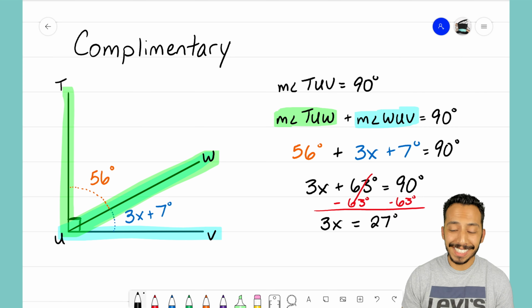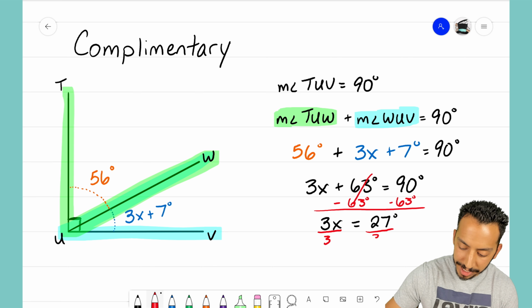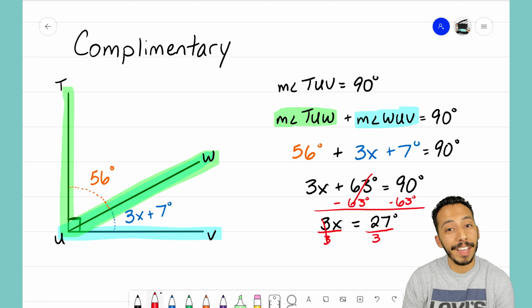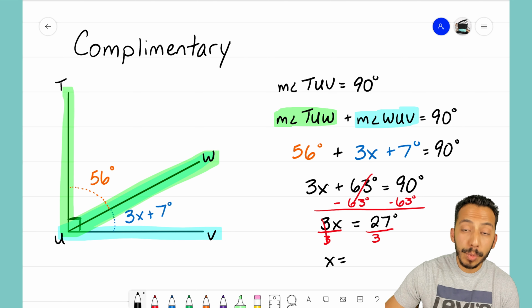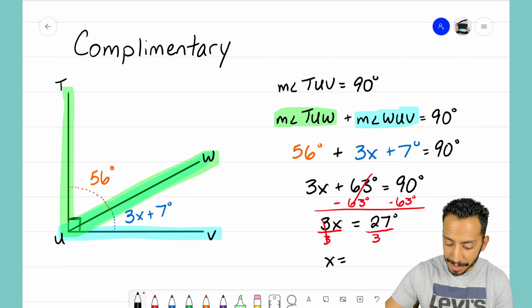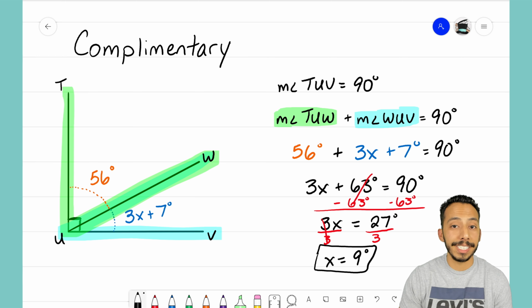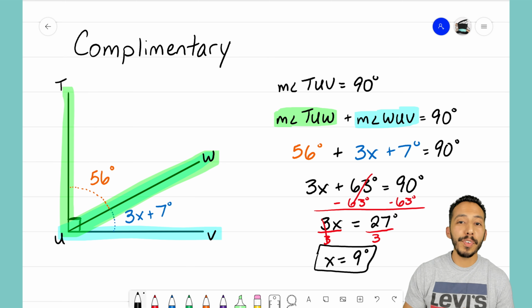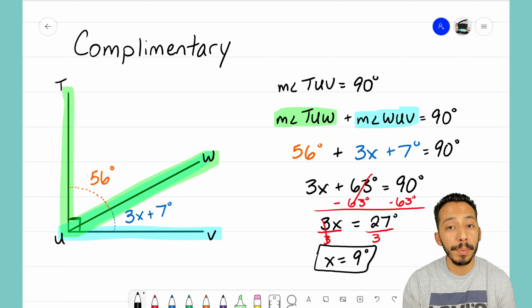We almost know what x is. To get x, I just have to divide by the coefficient of 3. Doing that makes the 3s on the left-hand side cancel to 1. So now we're left with x equals 27 degrees divided by 3. I know that x equals 9 degrees. Perfect. We solved for our variable, but we did not actually solve this problem yet.